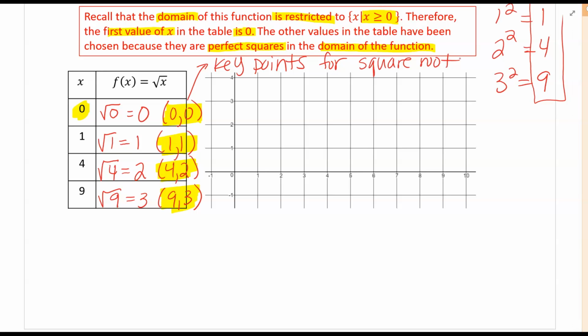Okay, so let's go graph that. We're going to go to 0, 0. Remember the square root functions, they have an end point and then they go on in another direction curved. So the first point is always the end point. So in this case, the 0, 0 is the end point in this example.